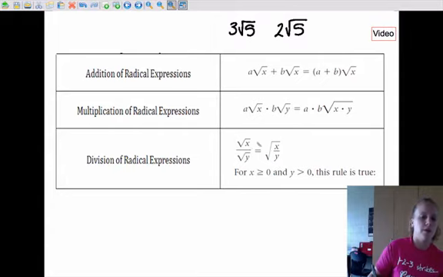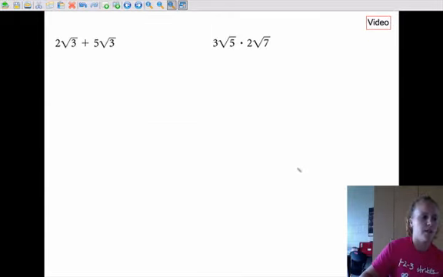Alright, and with division, we need x to be greater than or equal to 0, and then we need y to be greater than 0. Why do you think this is? Why can't y be 0? Because we can't divide by 0. And that's a rule you guys should know. So let's look at a few examples.